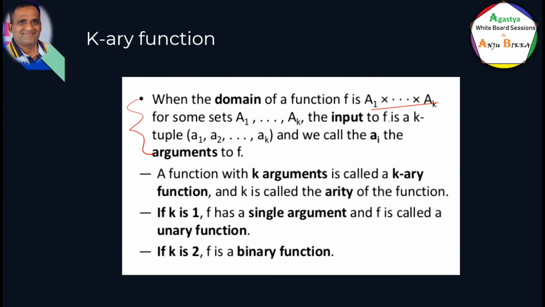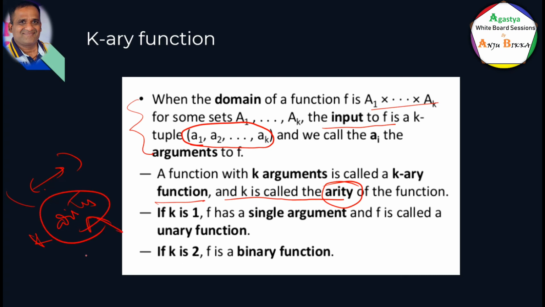In the case of k-ary functions, you can see it has a1 to ak as input, mapping to one value. It takes inputs from the k-tuple. What is a tuple? A finite sequence. So in the case of k-ary, we have a k-tuple as an input. A function with k arguments is called a k-ary function, and k is called the arity of the function. What is the arity of the function? The number of inputs the function takes.